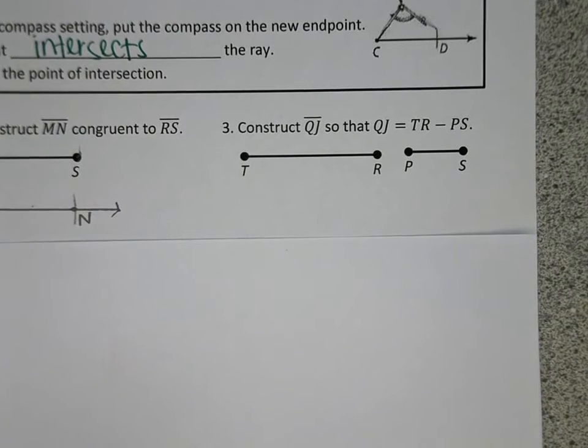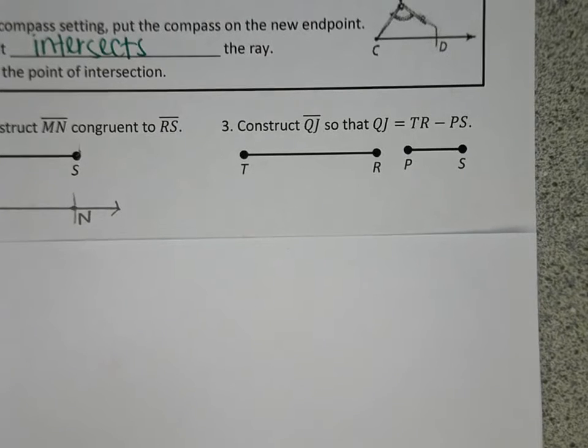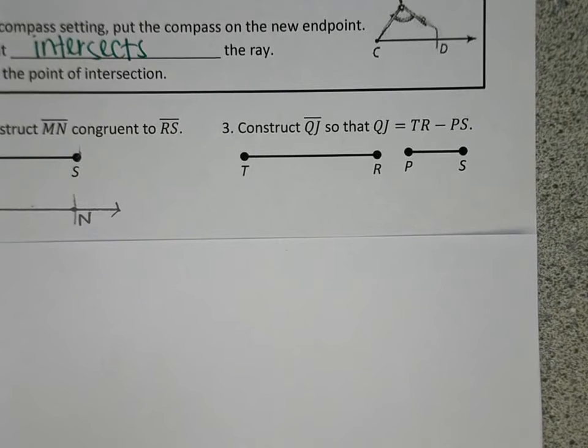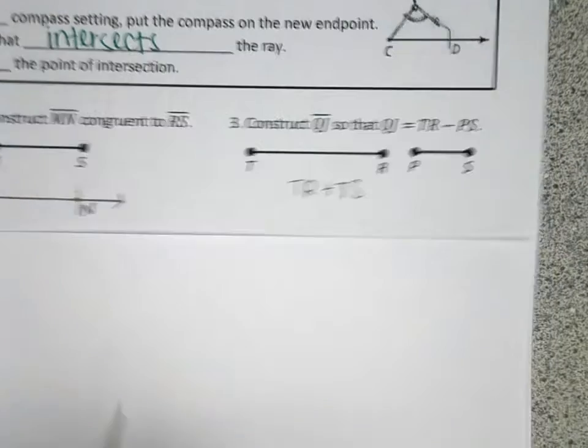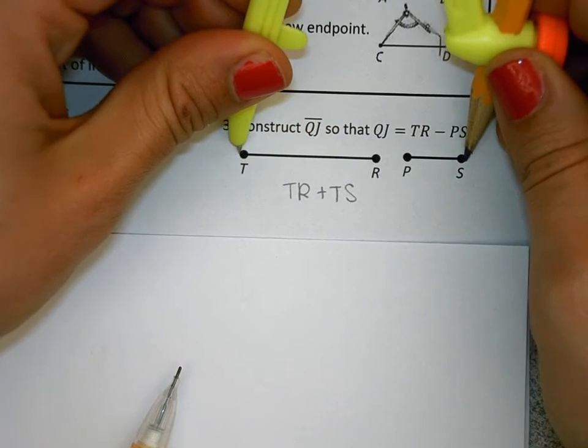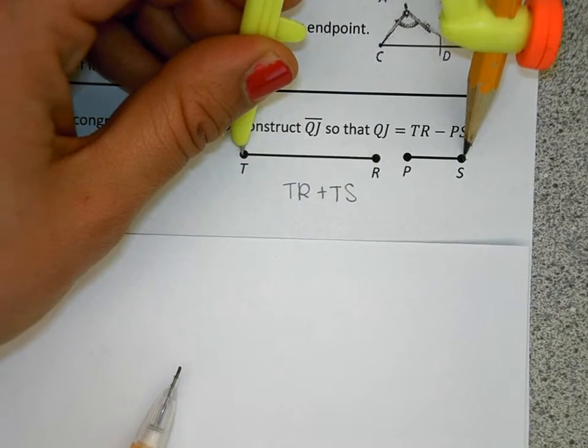Construct segment QJ so that QJ is equal to TR minus PS. First of all, if I wanted you to make a segment that was TR plus PS, could you do it? How would you do it? You would make it as long, well, how would you measure TS? Because there's a space in between. So if I was making TR plus TS, Jen said we could just do this, but is that right? No. There's a space. So what could we do?